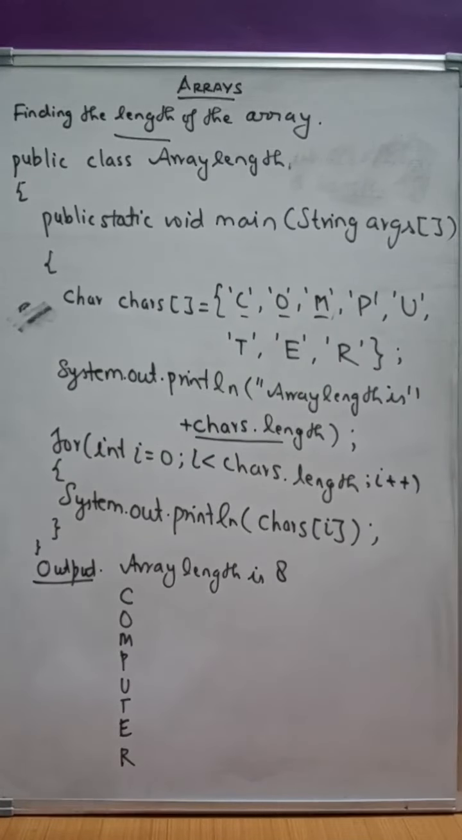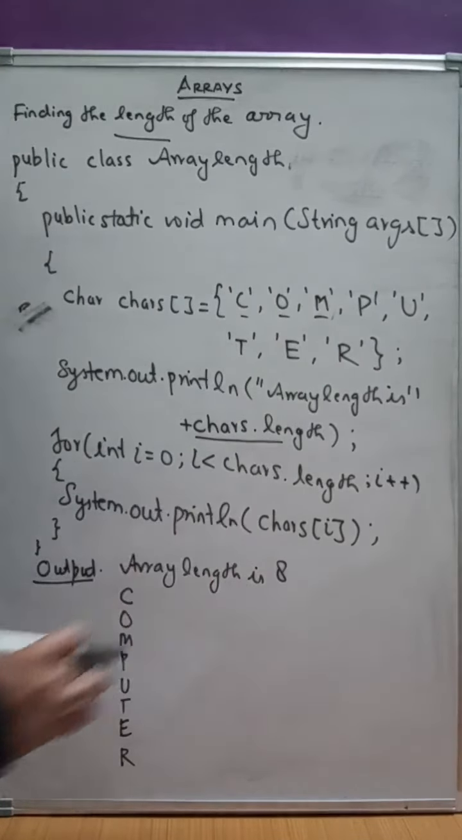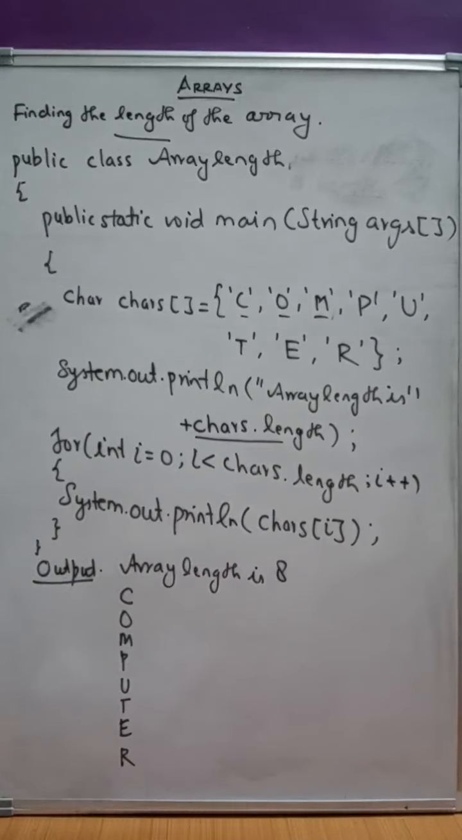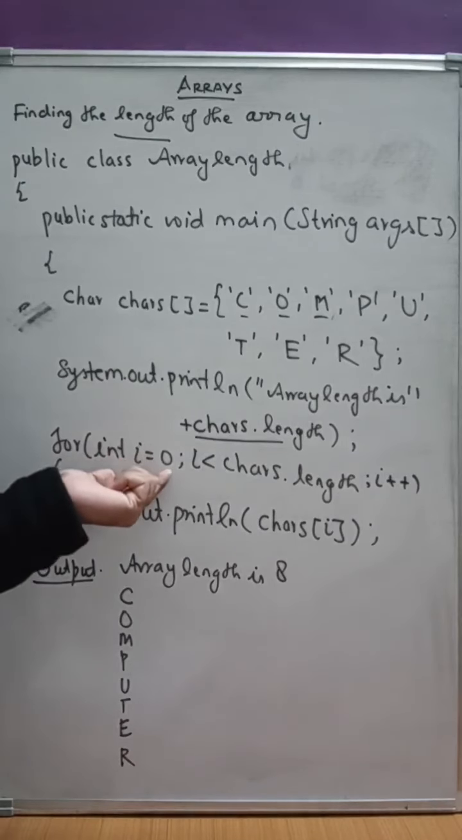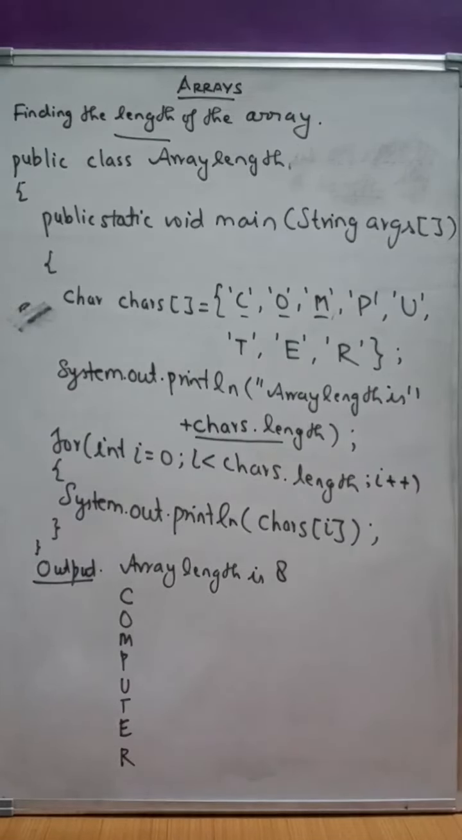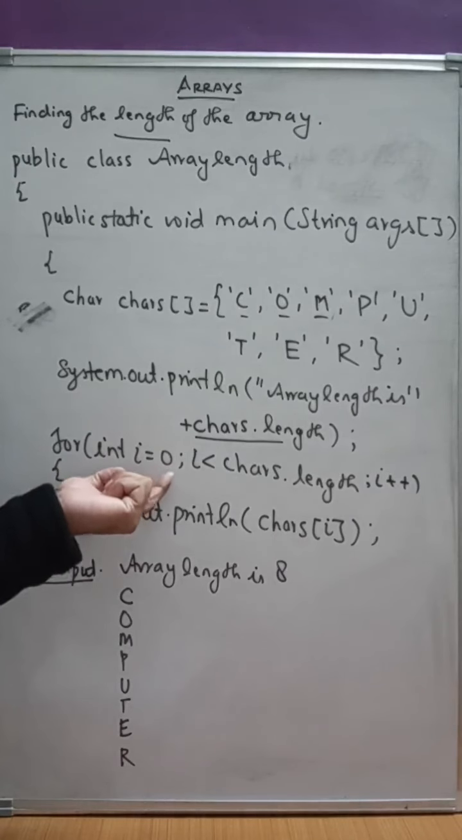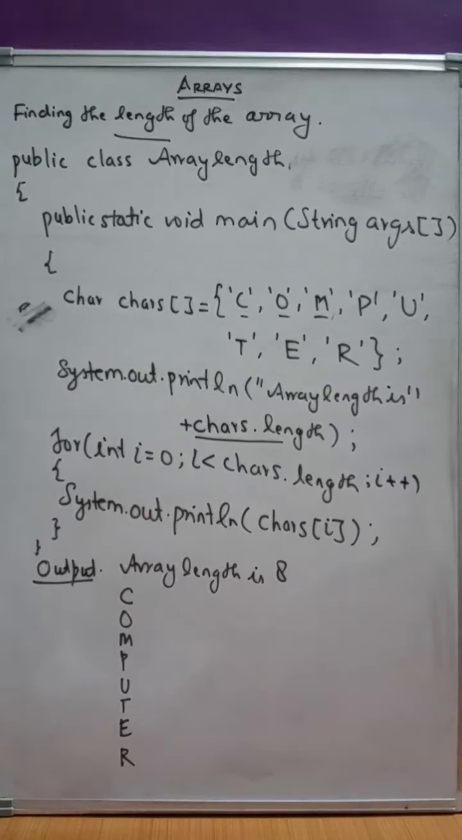Once we have calculated this, we now have to print all the elements of this array. In that case you will take a for loop, and this for loop starts with i equal to 0. Now that we have to print the values at the different indices in the array, we will be using the value of i, starting from 0, because the indexing of an array starts with 0, right?